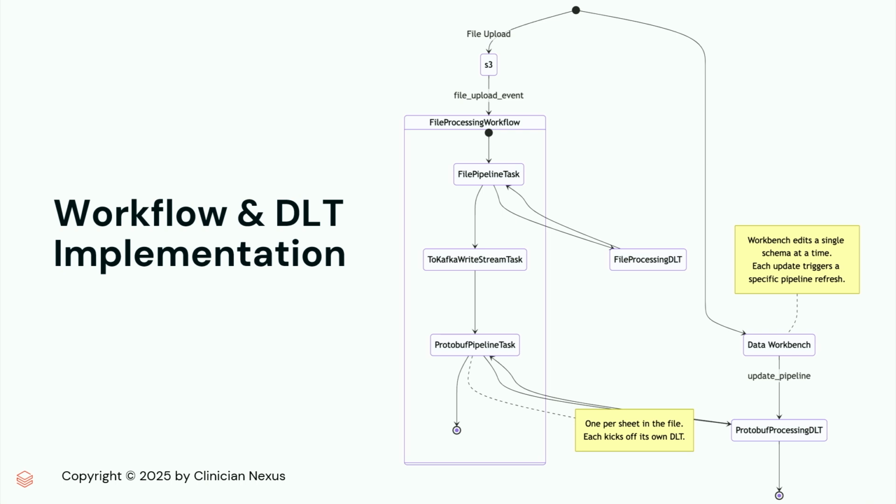And there's a few reasons for this, which I can talk about probably after the talk. But essentially, once we finish writing to Kafka, this will then trigger our Protobuf processing DLT, which reads Kafka, and then does a Spark read Protobuf to transform it into a tabular format, and then into the SCD Type 2 table.